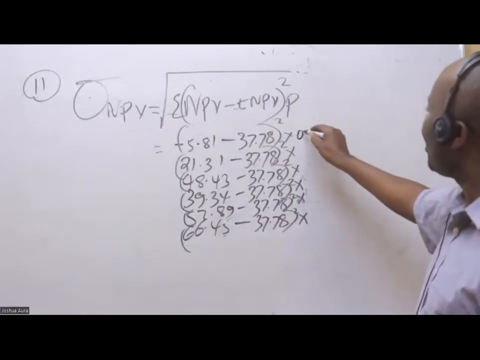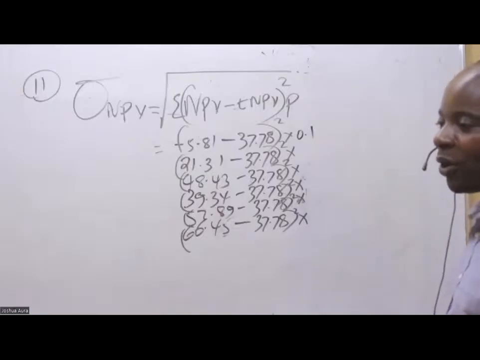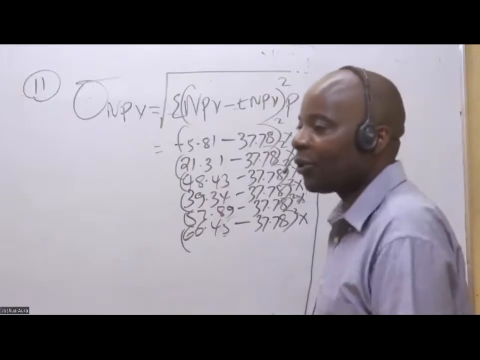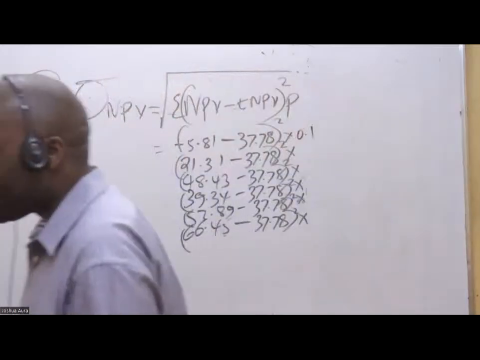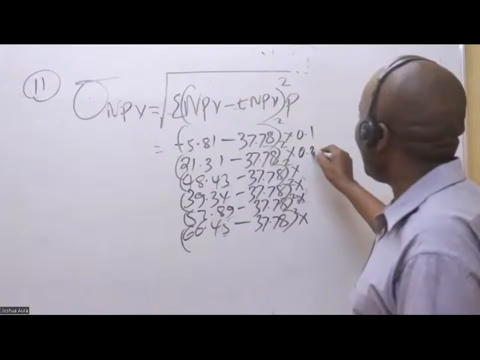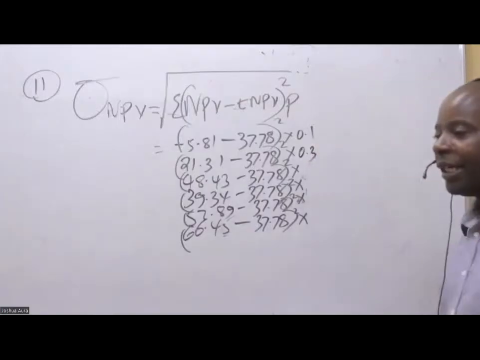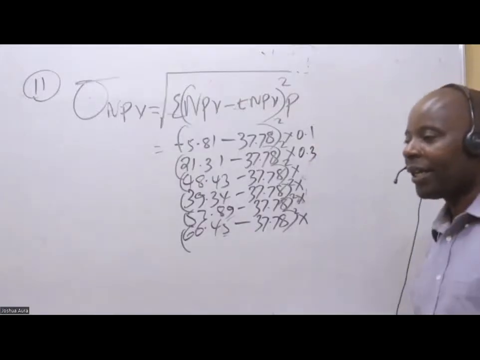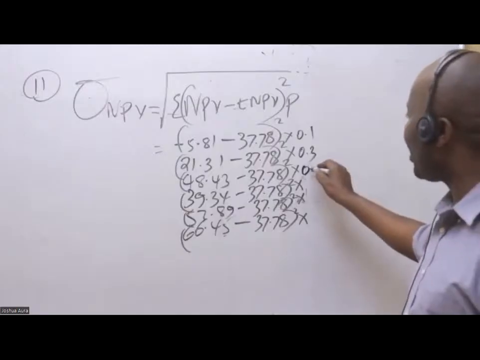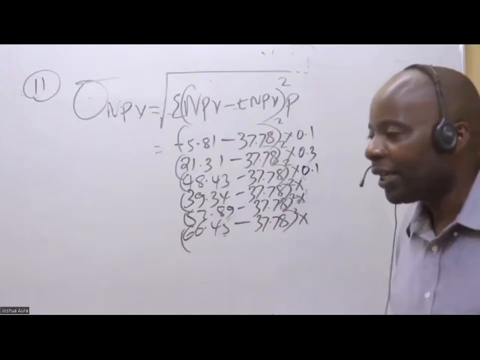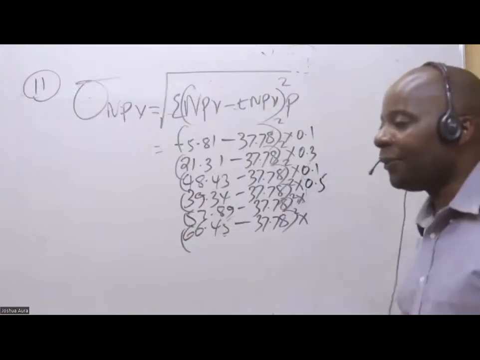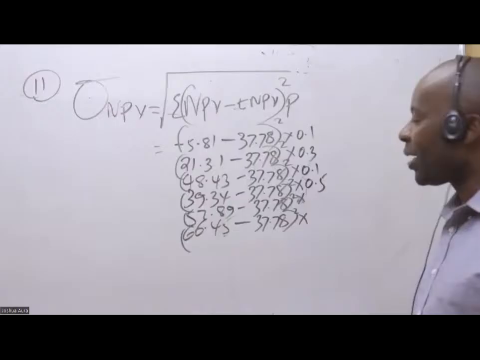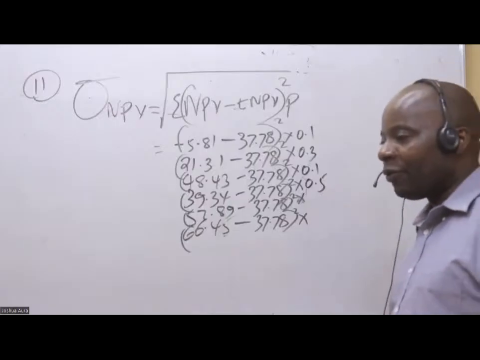I would want you guys to give me the figures. So we have 0.1 there. The first one was 0.1. How about the second one? Give me the figures very first. The second one is 0.3. The third one is 0.1 again. The fourth one, 0.5. The fifth one, 0.35.